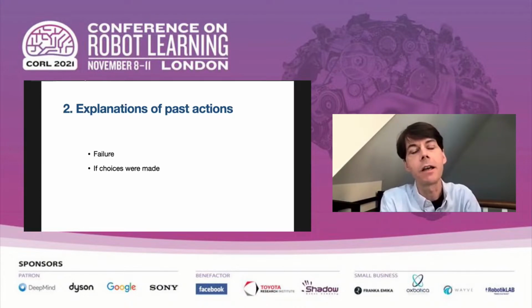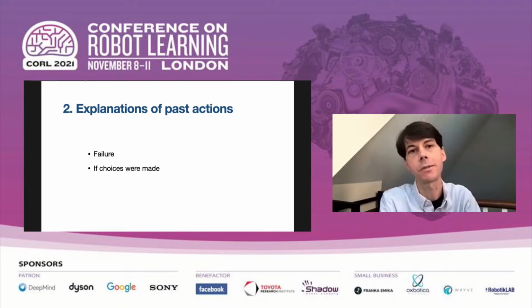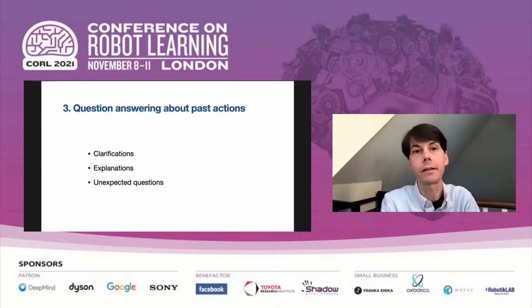A little more complicated is giving an explanation of the robot's past action. So not just what did it do, but why did it do it? This we think would be particularly useful in two cases. The first is when there's a failure of some kind. If the robot was unable to perform one of the tasks it was supposed to perform, it should be able to tell us, was that a malfunction? Was it because something was missing in the environment? Something like that. It would also be useful in the case where choices had to be made. If the robot in the course of its action had to take a certain route or choose one thing to do over another, it would be useful if it could tell us why it did that.